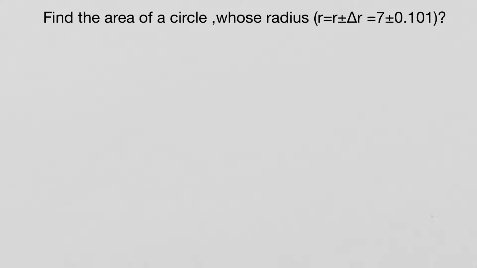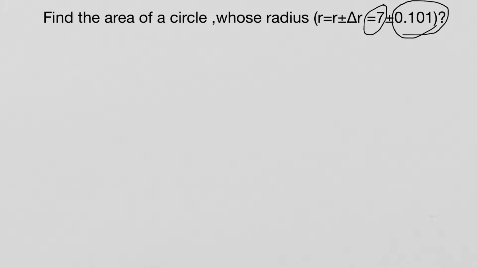So suppose they have given this question: find the area of a circle whose radius is r plus delta r equals 7 plus 0.101. So this 0.101 is called the absolute uncertainty or tolerance value, and this 7 is our real radius. So now we will calculate it.